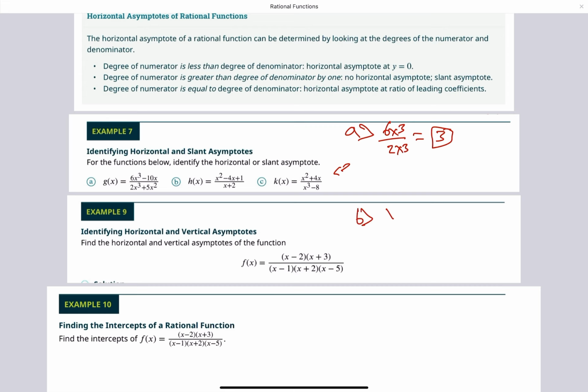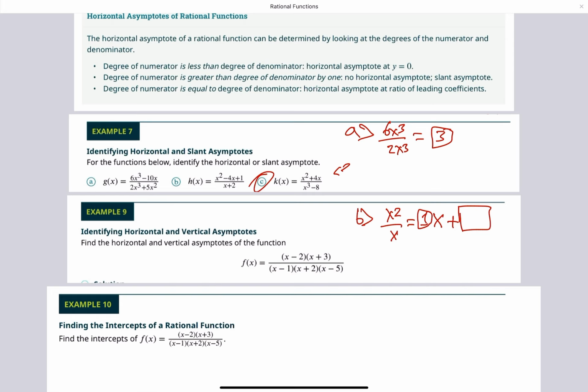With option B, I have x squared divided by x. The numerator is greater than the denominator by 1, so I'm going to be left with a slant asymptote, which has a slope of 1. It does have a y-intercept. If you want to find the y-intercept, feel free to divide x squared minus 4x plus 1 by x plus 2. I'm assuming you know how to do this. If you don't, just make sure you message me.